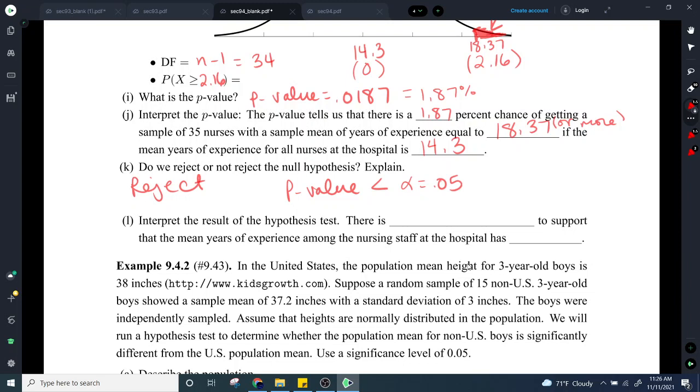There is sufficient evidence to support that the mean years of experience among nursing staff at the hospital has increased. So if we reject the null hypothesis, that means we have evidence that supports the alternative. And remember, the alternative was that the mean number of years of teaching experience has increased.